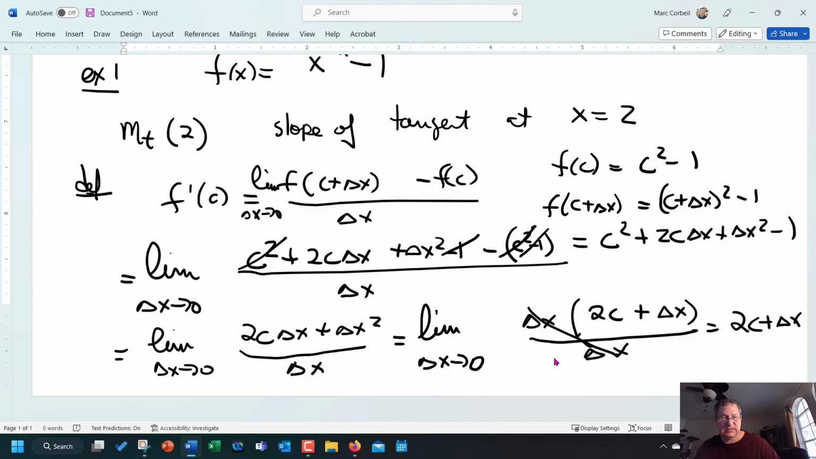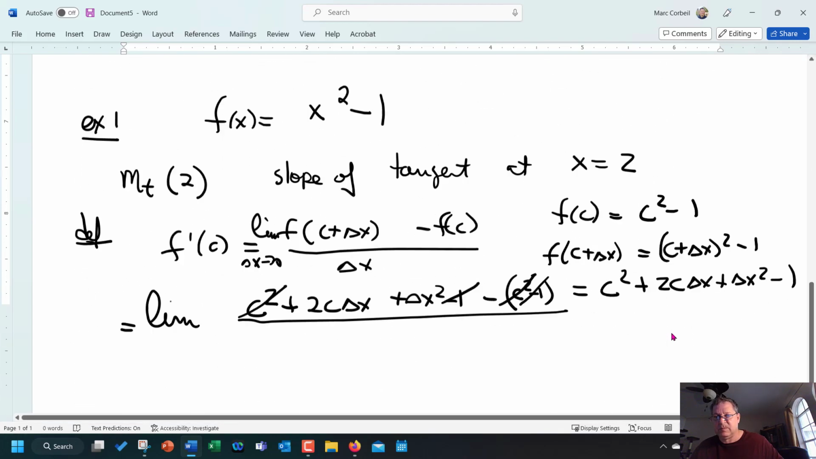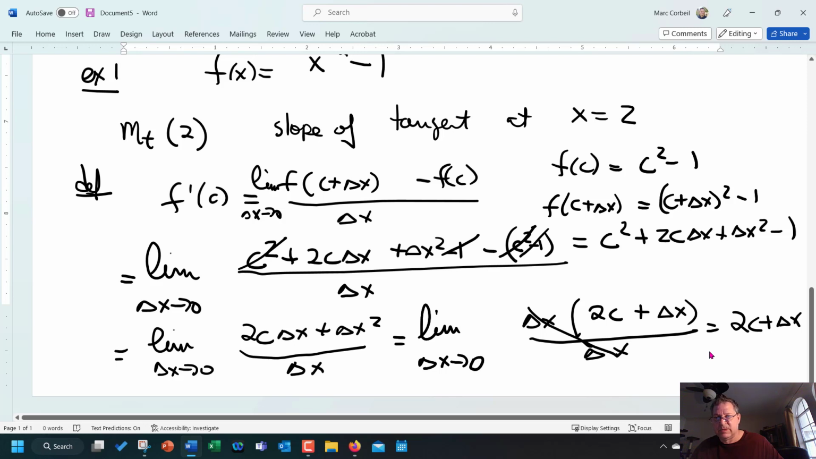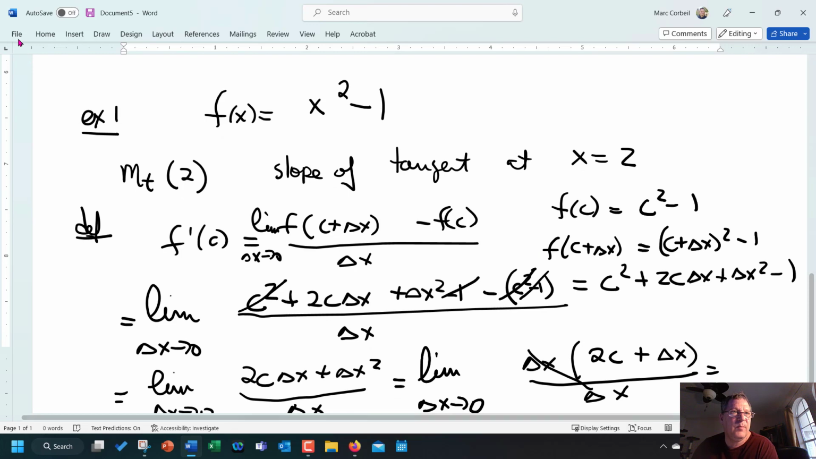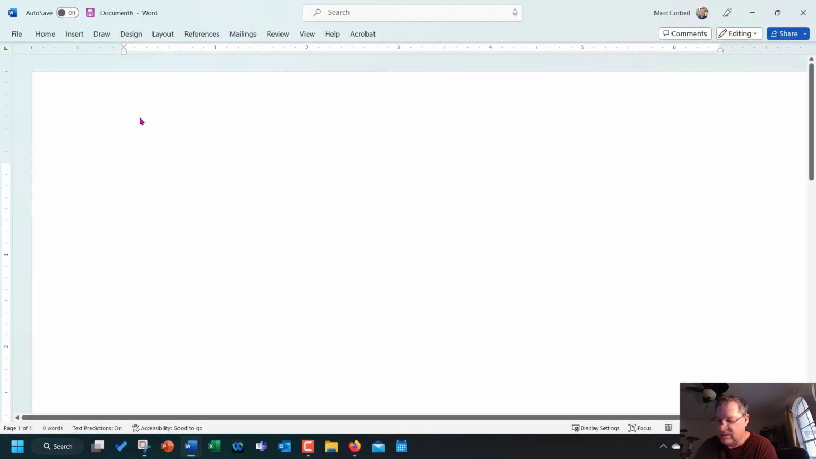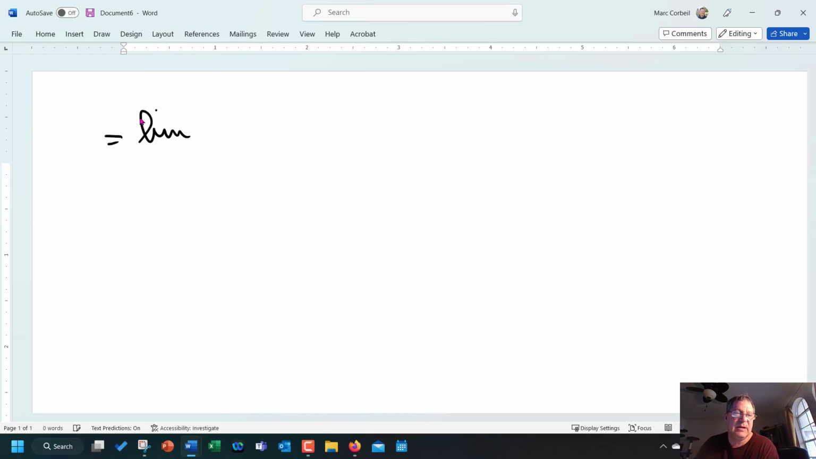Whoops, I forgot the limit part. Sorry. So we'll continue that. We have equals the limit as delta x goes to 0 of 2c plus delta x. And now when we let delta x go to 0, this part of the limit, we simply get 2c.